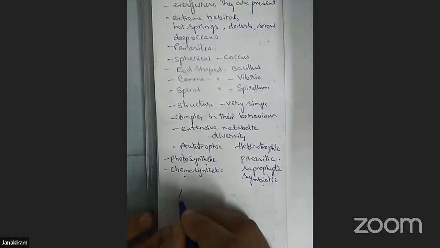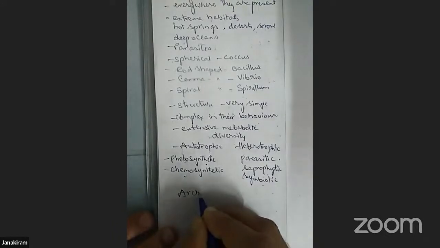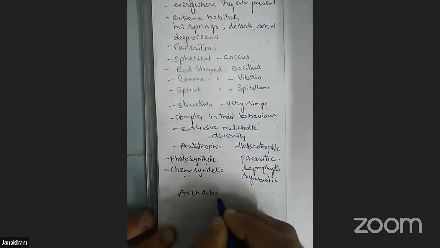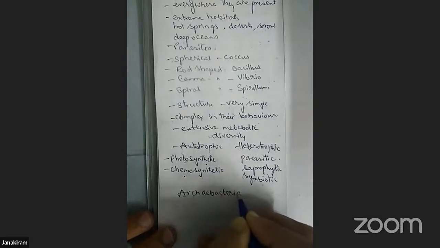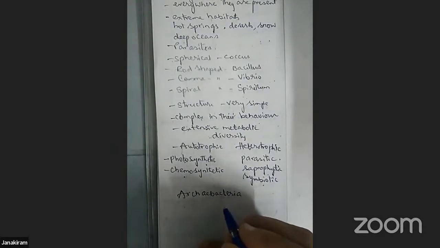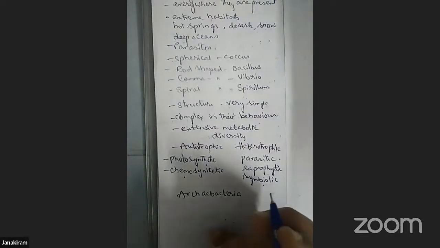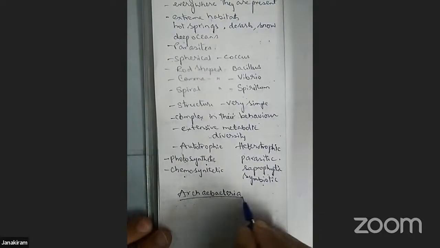So these are the properties regarding the kingdom Monera. Under this kingdom Monera, further groups are present. The first one is Archaebacteria. The second one is Eubacteria. Of course, some Mycoplasmas are also there, along with Cyanobacteria. So let us start with the first one, Archaebacteria.